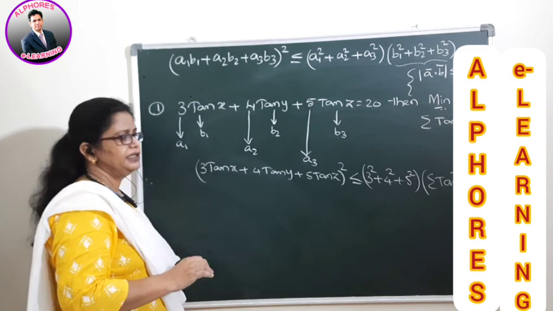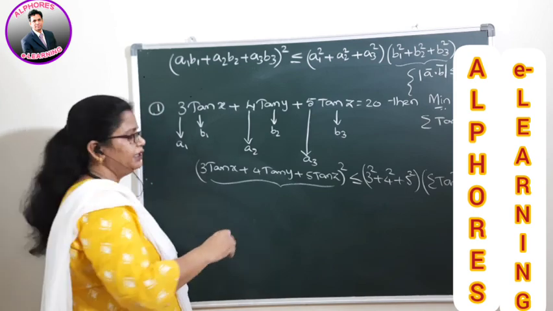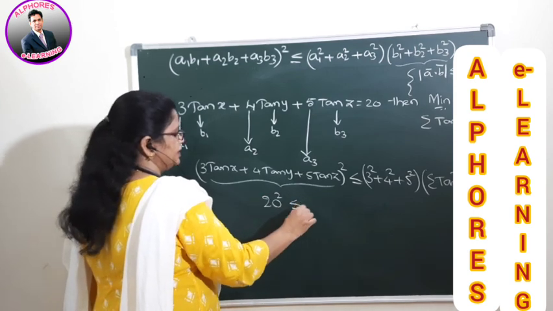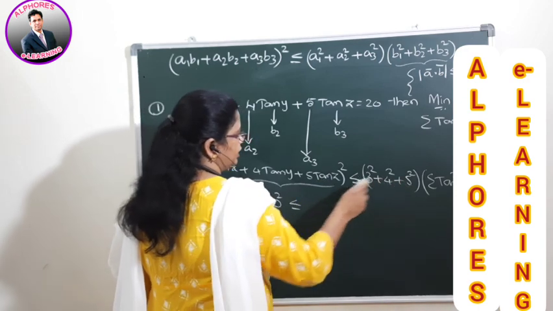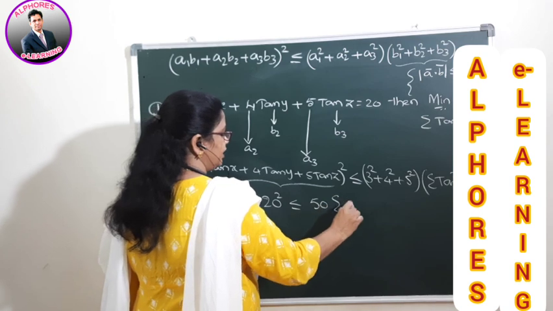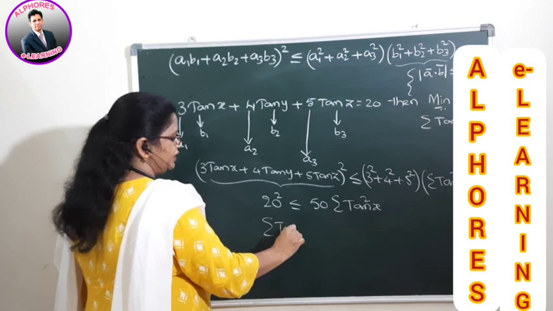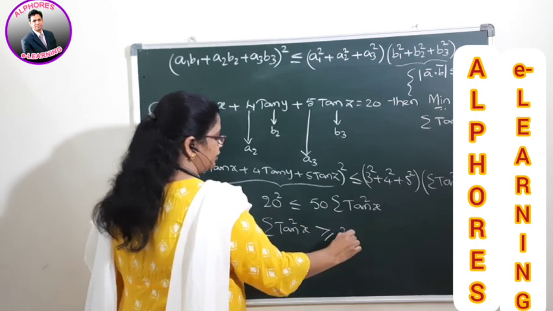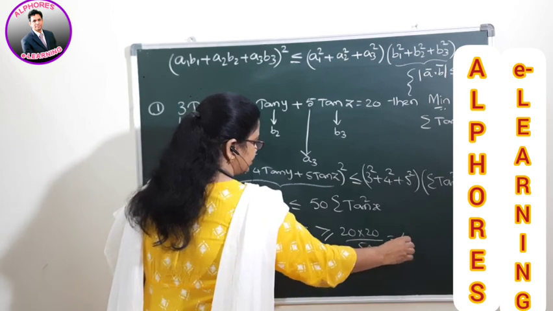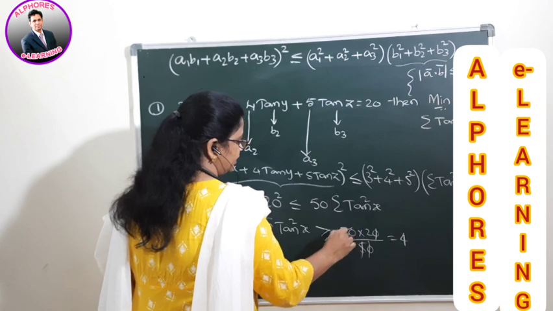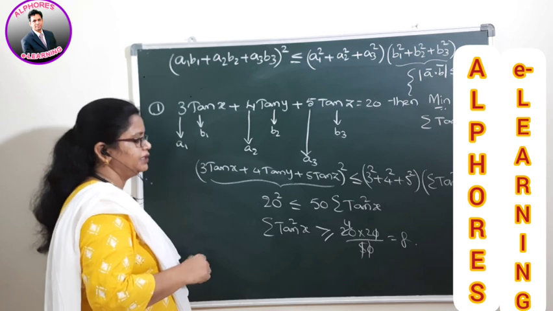So we can make use of the result in this way. Now the entire value, how much is it given as in the data? 20. So 20 square is less than or equal to 9 plus 16, that is 25, 25 plus 25, it is 50, into sigma tan square x. Therefore, just reverse the values, that implies sigma tan square x is greater than or equal to 20 into 20 divided by 50. What is this answer? It is nothing but 8. So 400 divided by 50, that is nothing but 8.